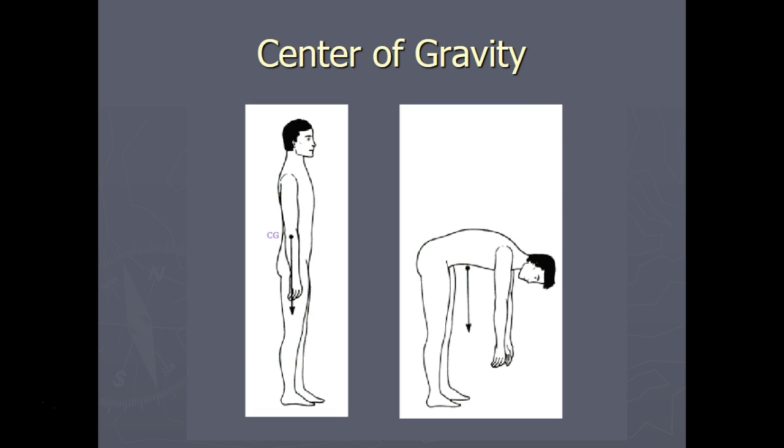Center of gravity is huge. It's instrumental in really allowing us to walk upright. It's really instrumental in making sure that we actually don't fall, and that's why gait is considered a series of controlled falls. We think about center of gravity.